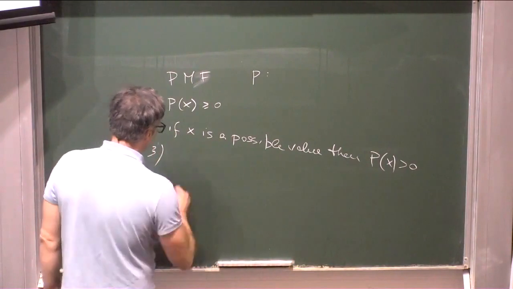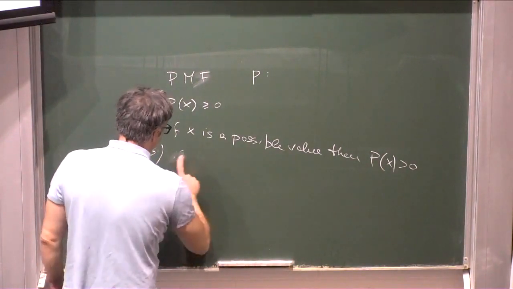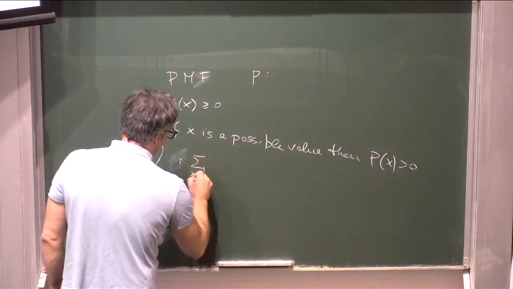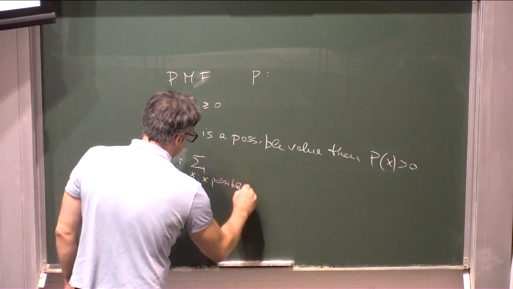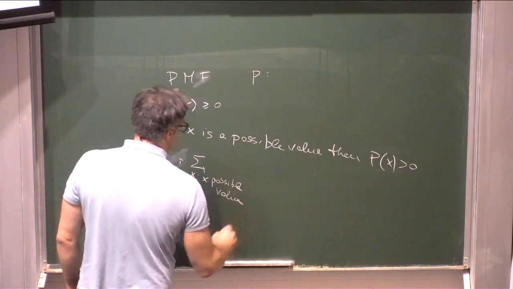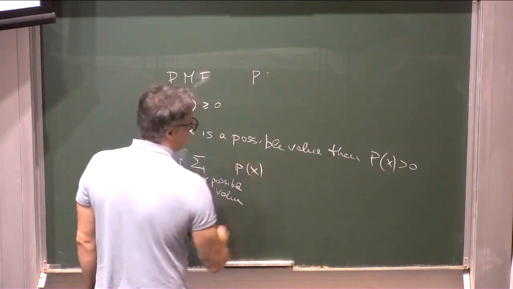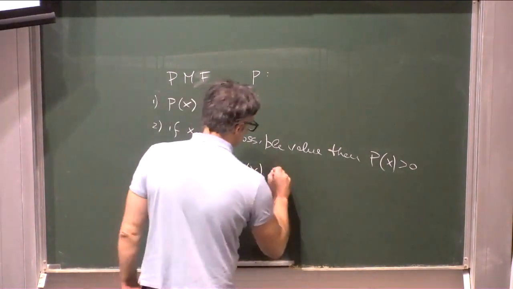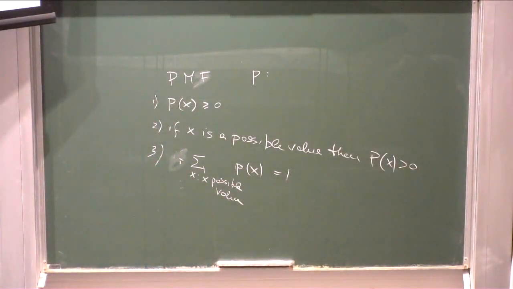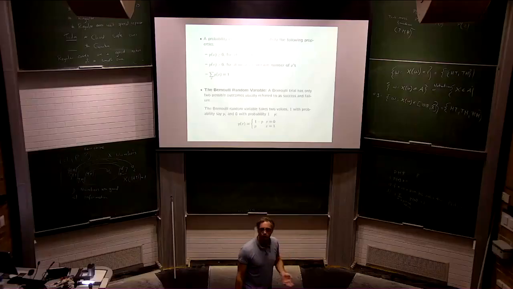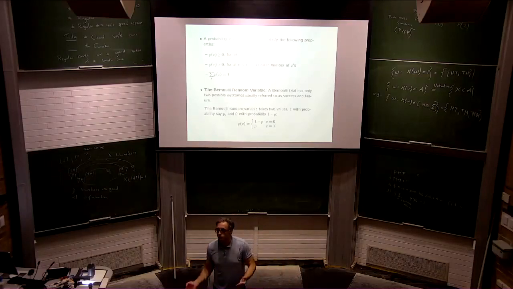Third, if I sum over x, where x is a possible value, of P of x, if I sum all the possibilities, this must be equal to 1. It's a very simple, intuitive definition. Anything that has this can be called probability mass function, can be used to model something.